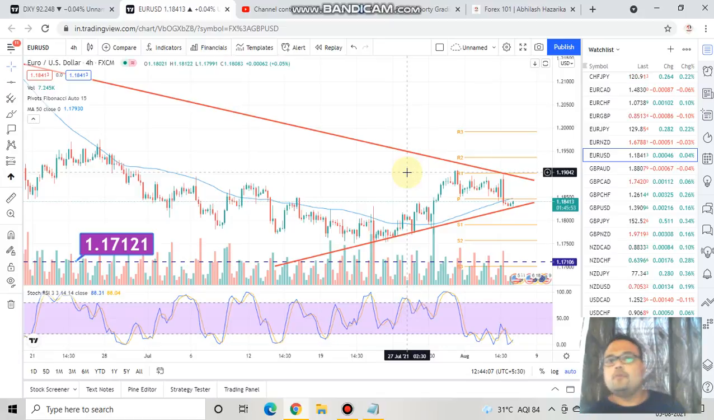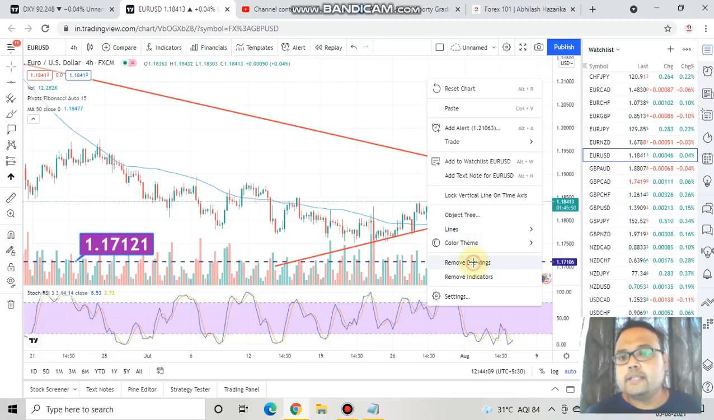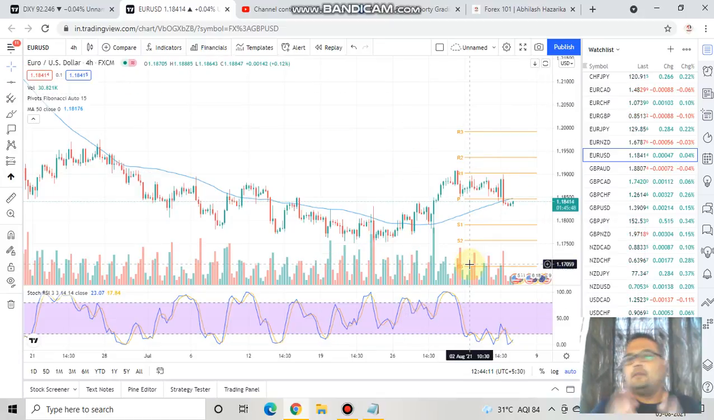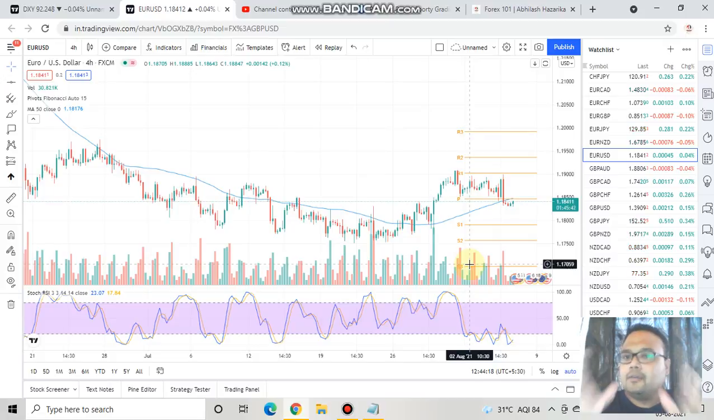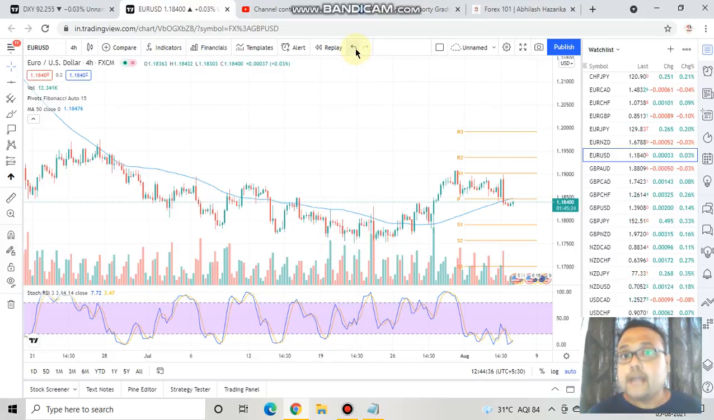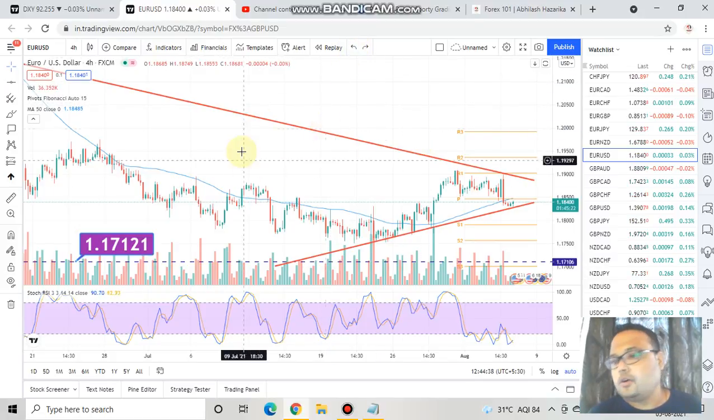If I remove these lines, you can see that overall the market was in a downtrend. Right now, you can see that the market is trying to go up. So overall the chart is not very convincing here, because this is not a trending market. And as we all know, trading in a trending market is always easier in comparison to markets like this. This kind of market sometimes confuses us, and therefore we need to draw lines like this.